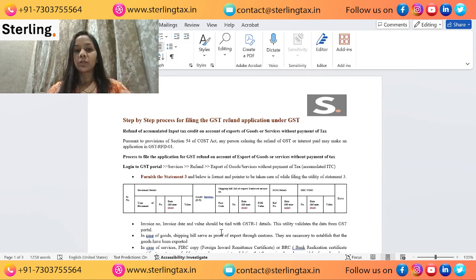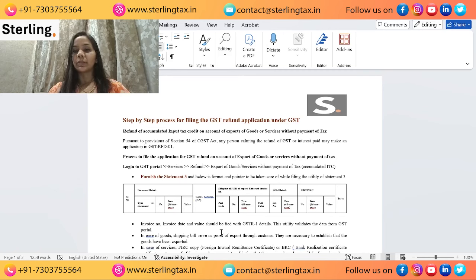First, we have to log into the GST portal, gst.gov.in. Then we have to go to Services, then Refund, and then Export of goods or services without payment of tax, accumulated input tax credit. The first and foremost step for filing the GST refund application is basically the utilities.